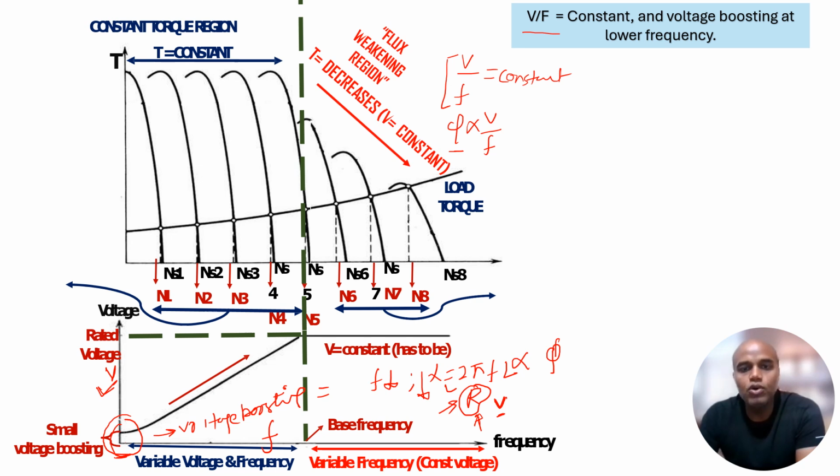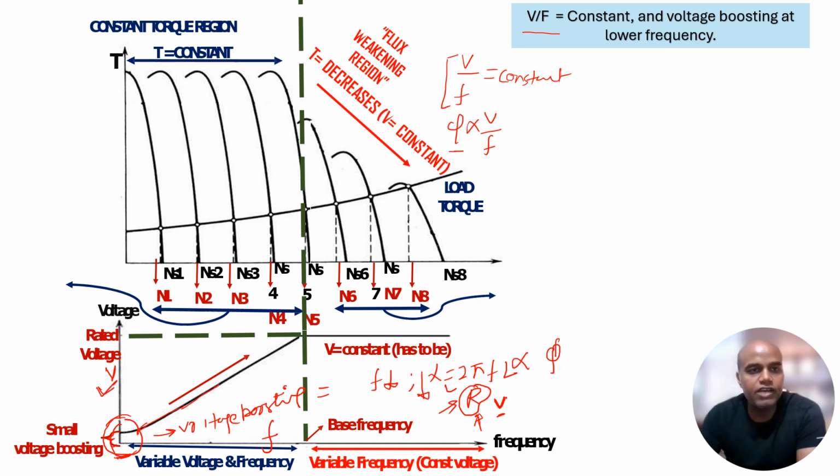So therefore the motor is not able to produce enough torque to start at lower frequency and lower voltage. So at lower frequency values, I need to give some minimum amount of voltage, which is known as voltage boosting. This voltage boosting ensures that the motor produces enough torque to rotate my rotor. After this voltage boosting region, I am increasing the voltage and frequency in the same ratio, so V by F remains constant.